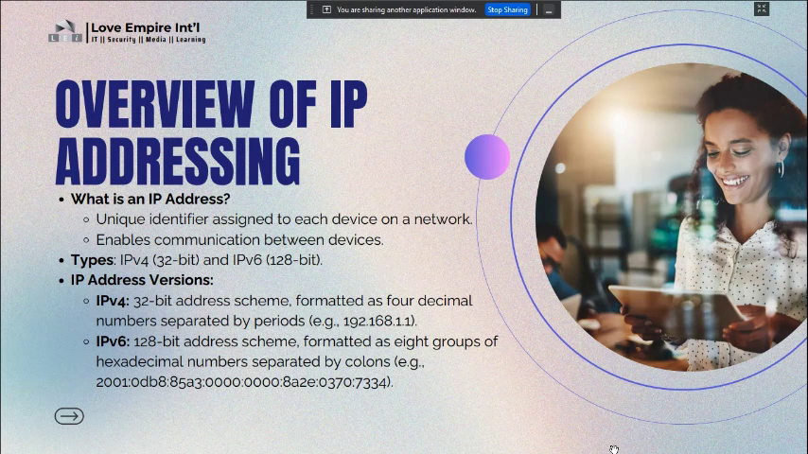I don't know if this is clear. A system on two different networks can have the same IP address, but two systems on the same network cannot have the same IP address. They will not be able to communicate. It will cause what we call IP conflict.